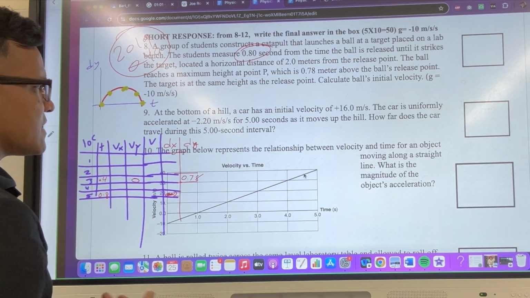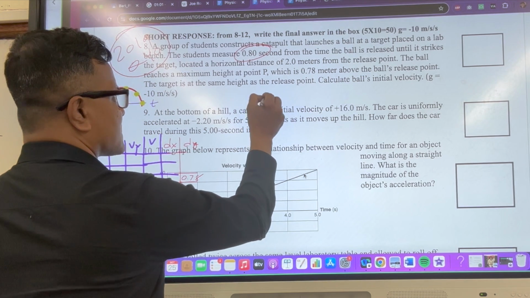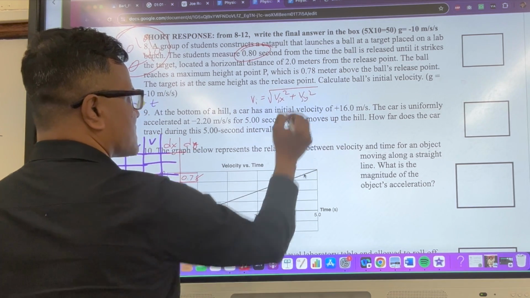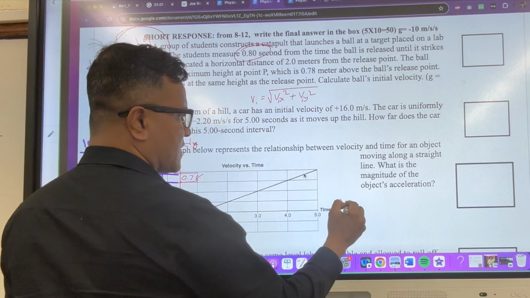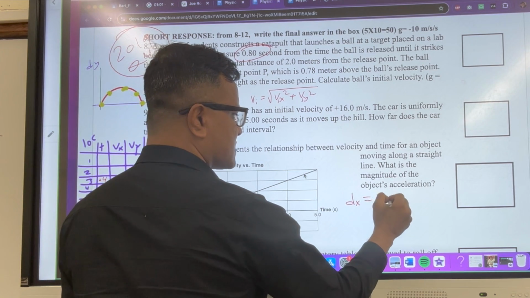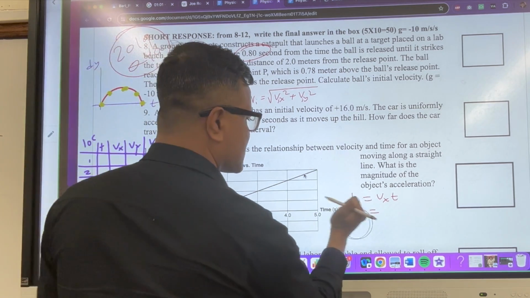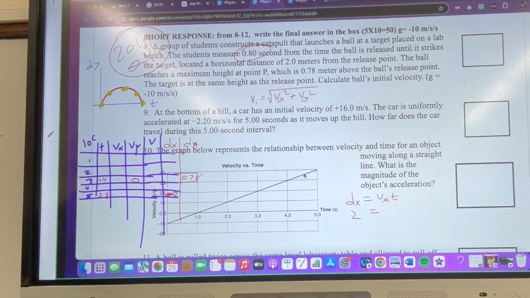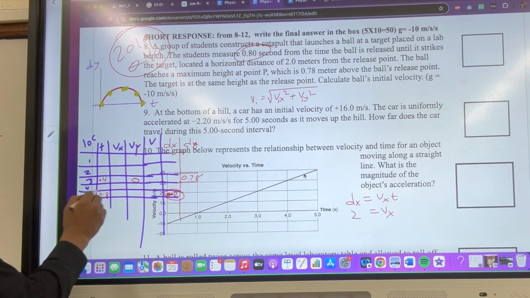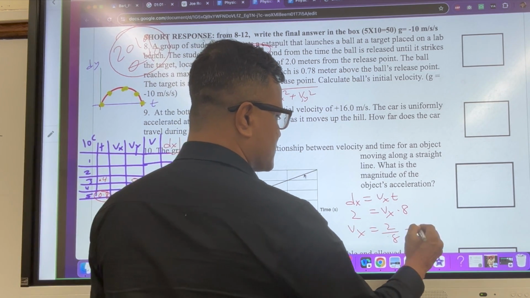Here's what we want to do. We want to find the initial velocity, which is equal to the square root of vx squared plus vy squared, the initial x squared and initial y squared. Let's find vx. How can we find vx? We know that dx is equal to vx times t. Dx is 2 at location 5, and at location 5 time is 0.8. So vx is 2 divided by 0.8, and that is 2.5.